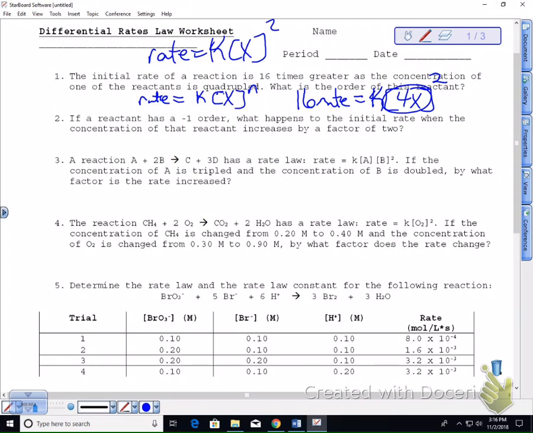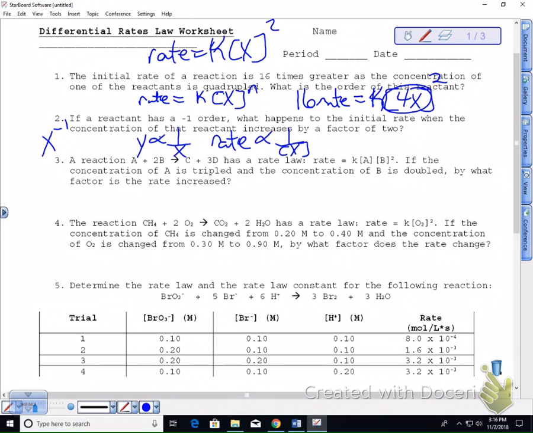All right, so number 2, if a reactant has a -1 order, what happens to the initial rate when the concentration of the reactant increases by a factor of 2? Well, using algebra, what exactly does it mean if your order is -1? Yeah, that's the inverse function that we learned with Boyle's law, for example. So that means inverse. Y is inversely proportional to X. In our terms here, rate is inversely proportional to concentration.